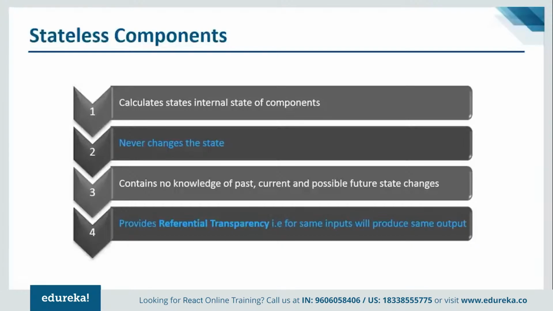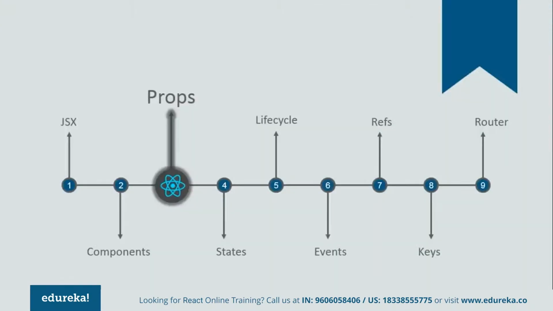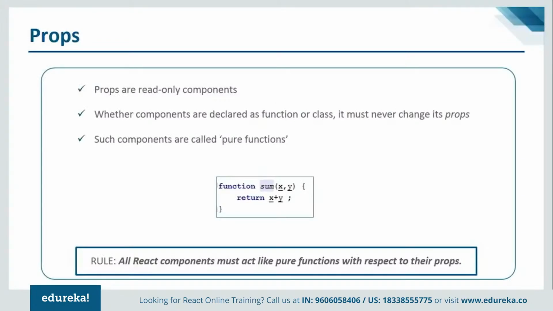So now, let's move on to our next topic, that is props. The simplest way of describing props would be to say that they function similar to HTML attributes. These are the read-only components which provide configurational values. Thus, by using the props, we can always pass data from a parent component to a child component. Whenever the component is declared as a function or a class, it must never change its props. All such components are therefore called pure functions.